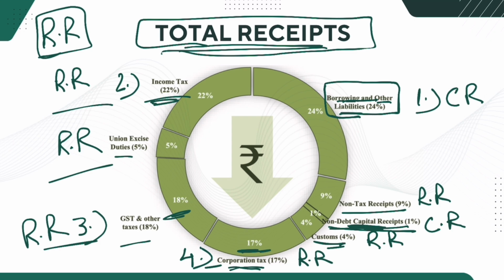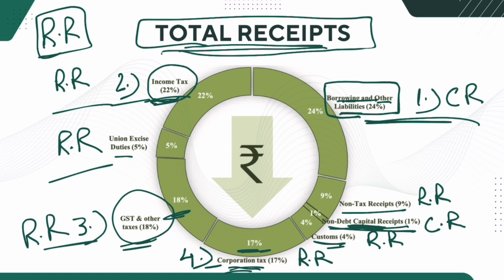Remember these ranks. The highest receipts come from borrowings. Then it's income tax, then GST, then corporation tax. Another question might be asked: which tax delivers the most revenue for the government? So you will say income tax. Some people get confused. They think it's GST, though income tax and GST are quite close. But this time around, it's income tax. So these questions can be extracted from this pie chart alone. So remember this pie chart.